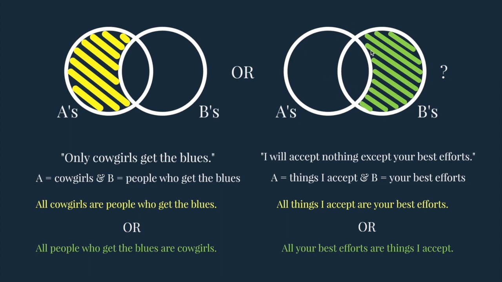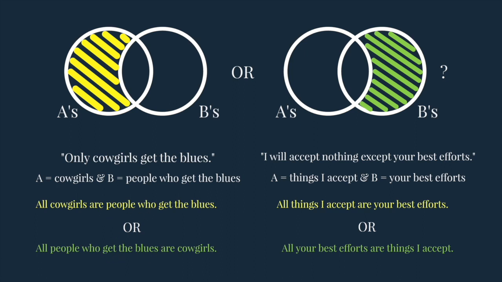B again is the set of all people who get the blues, and A is the set of all cowgirls. Only cowgirls get the blues. Everybody who gets the blues has to be a cowgirl here. Is there anybody who gets the blues that isn't a cowgirl? Nope. So yeah, only cowgirls get the blues, or all people who get the blues are cowgirls. So again, it's this second option that is the accurate translation of my natural language statement.